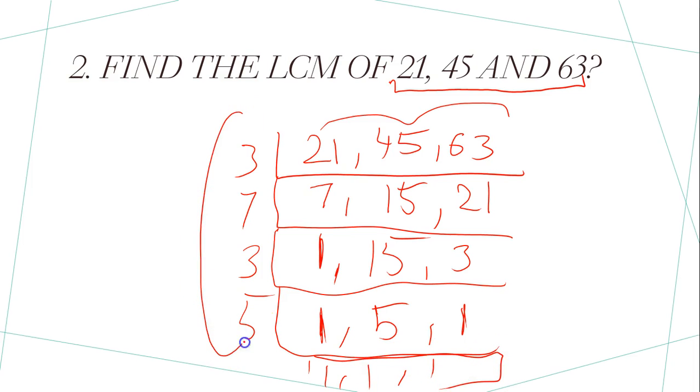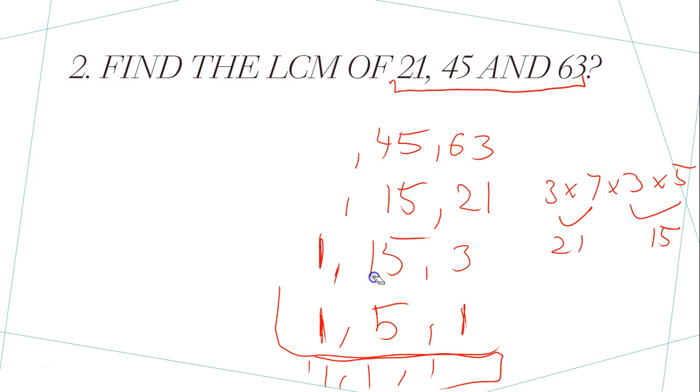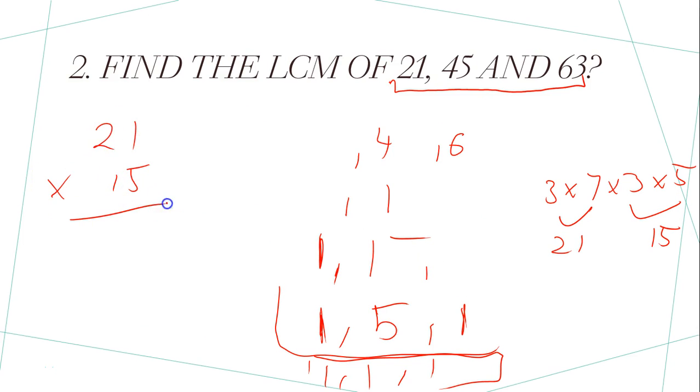Now, you might be asking, what do we do with these numbers over here? Well, again, you just multiply them. So what you do is 3 times 7 times 3 times 5. 3 times 7 is 21, 3 times 5 is 15. That's 21 times 15. Let's do it here on the side. 21 times 15. 5 goes here.